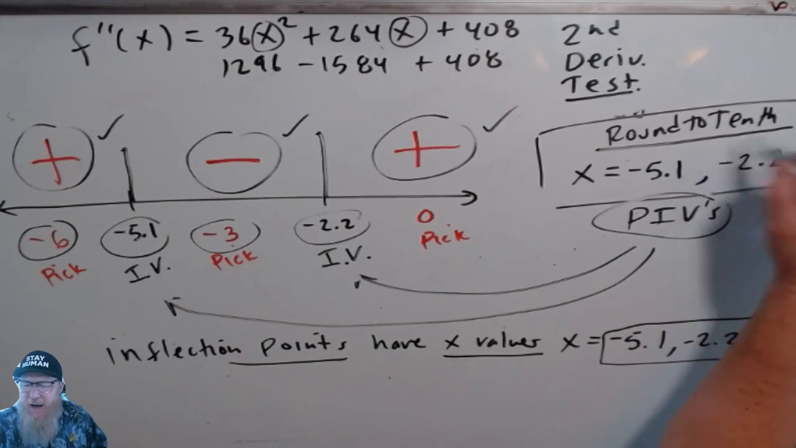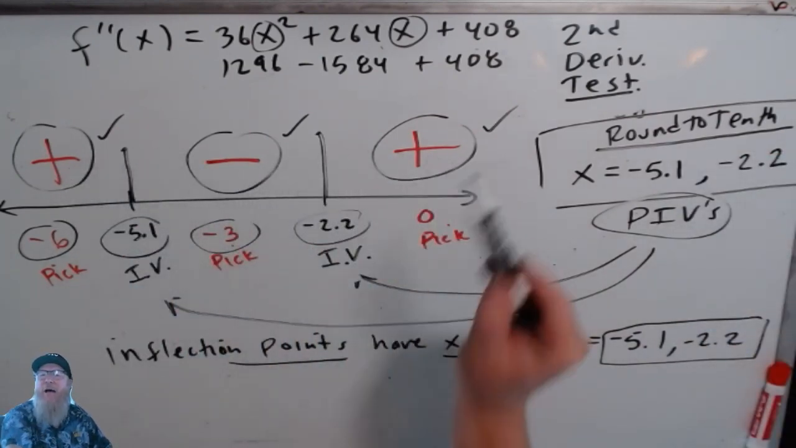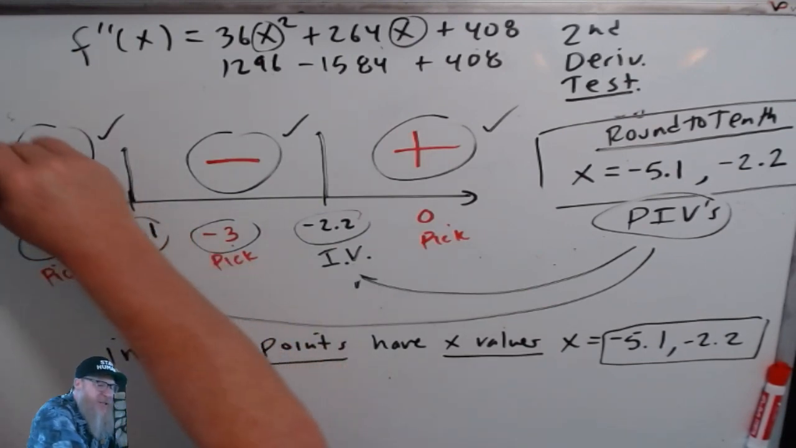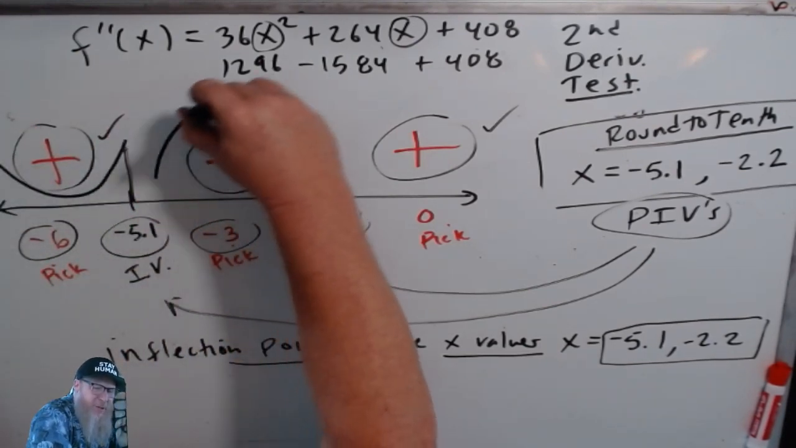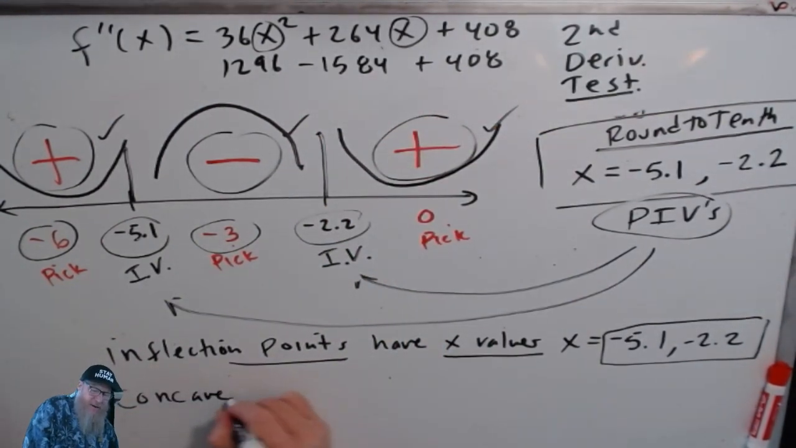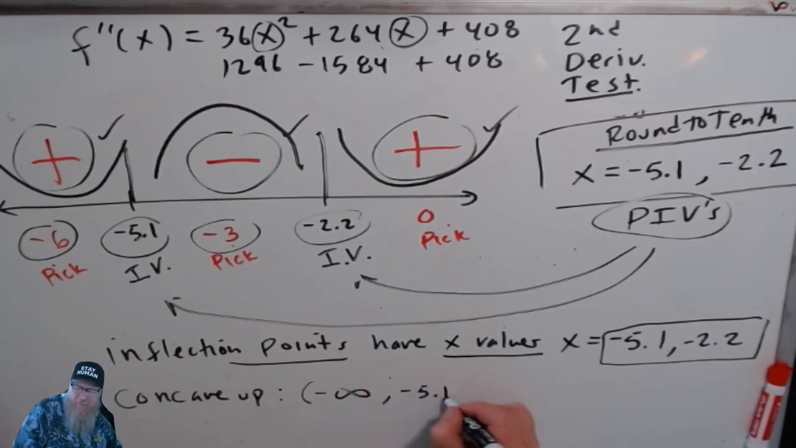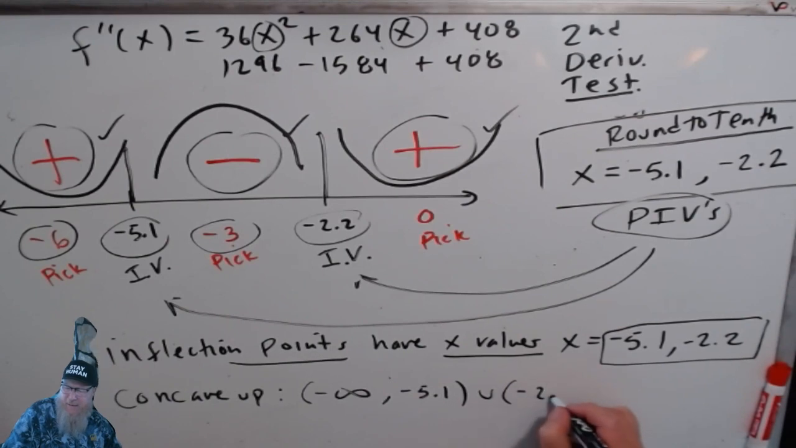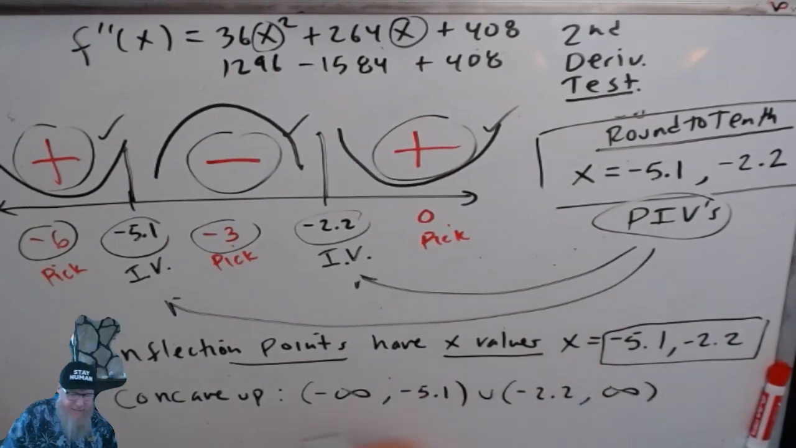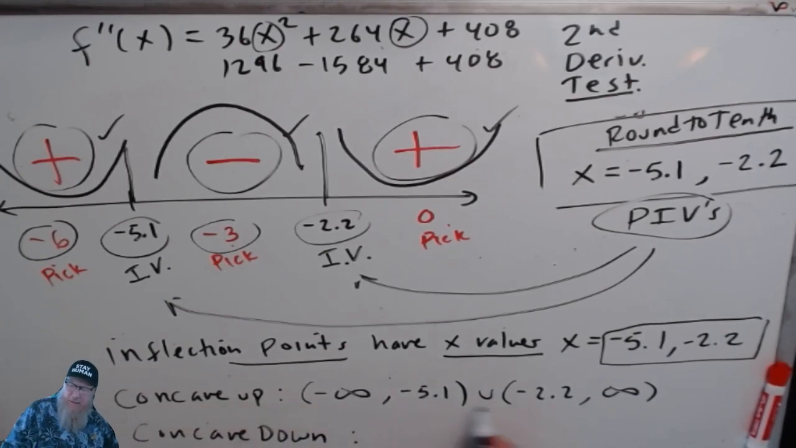They both checked off as being, because they're changing, right? Positive, negative, negative, positive, they're changing. So this one's concave up, this one's concave down, and this one's concave up. So concave up, negative infinity to -5.1, union -2.2 to infinity, concave down, just in between -5.1 and -2.2.